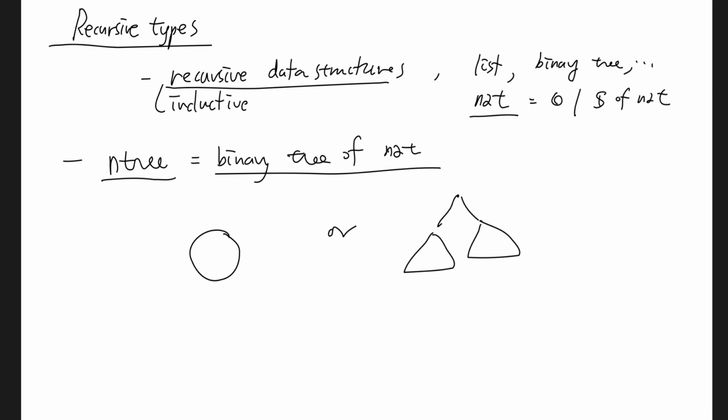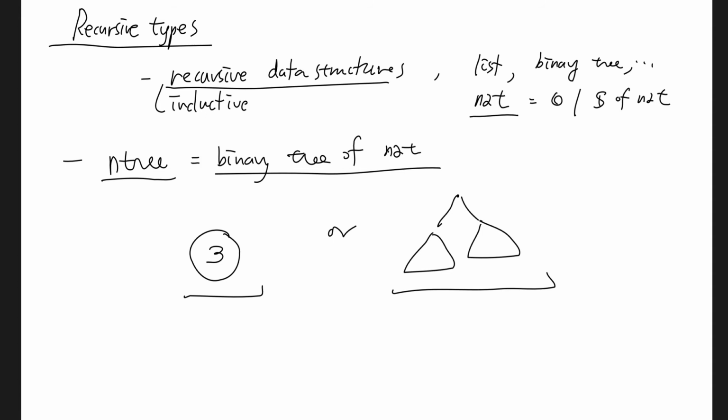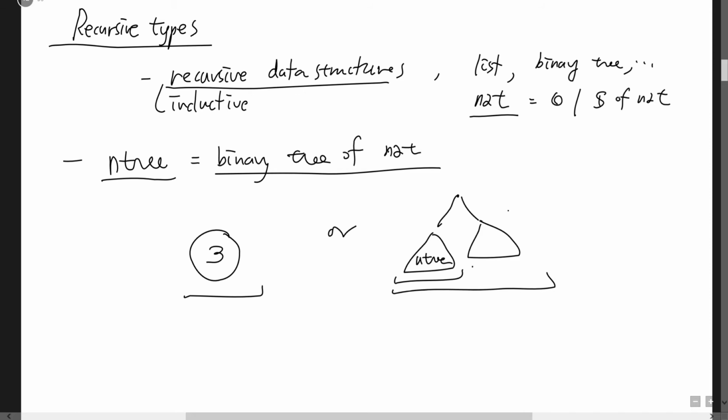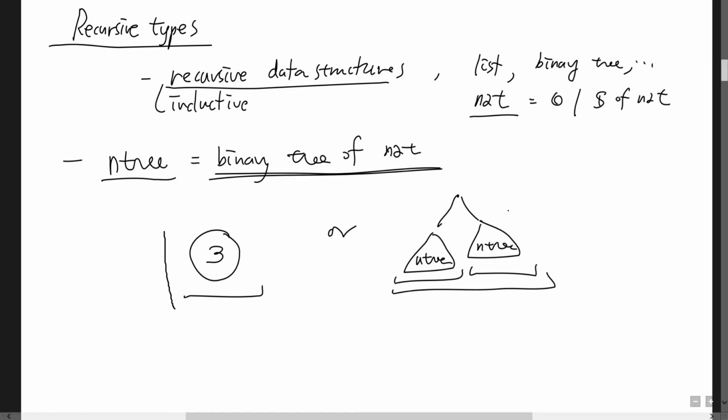So in the first case, this natural number tree is composed of a singleton leaf node with a natural number, for example, 3. In this case, this binary tree has two subtrees, so we have the first subtree of type net3 and the second subtree of type net3. So our goal is to introduce some new type construct so that we can express types for binary trees of natural numbers defined in this way.